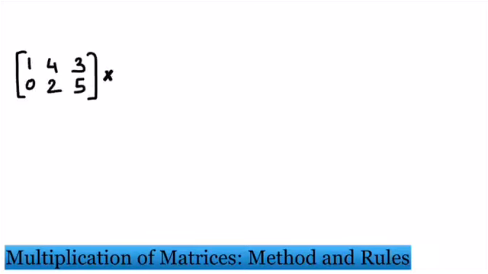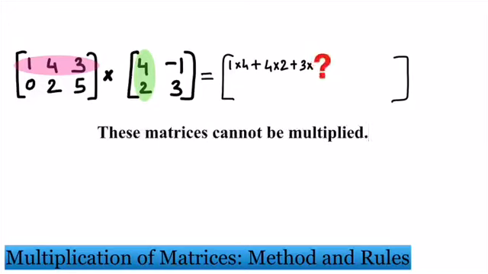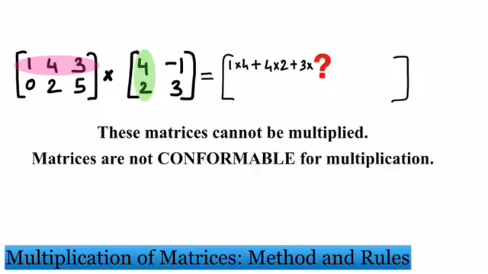Suppose we have a rectangular matrix 1 4 3 0 2 5 multiplied by 4 minus 1 2 3, which is a square matrix. So as the method says, the first row deals with the first column, 1 is multiplied by 4, 4 is multiplied by 2, but there is no one to be multiplied by the 3 of the first row. So here these matrices cannot be multiplied. Mathematically they are called non-conformable for multiplication.